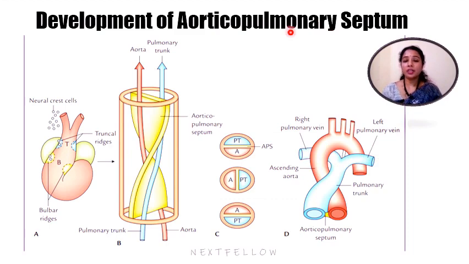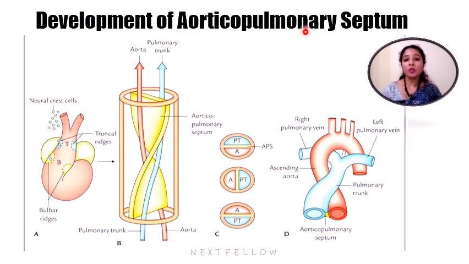So the truncal ridges grow and fuse with each other to form the spiral septum close to the conical part of the ventricle. Later this septum fuses with the interventricular septum as well and continues with the interventricular septum below. So that's how we can understand the relationship of the pulmonary trunk and the aorta with each other. It differs in the lower, middle and the upper parts.